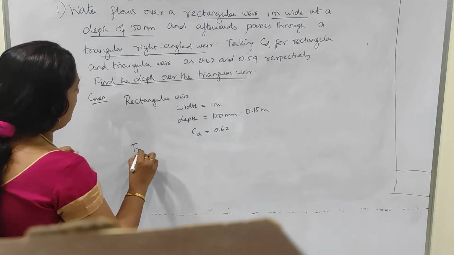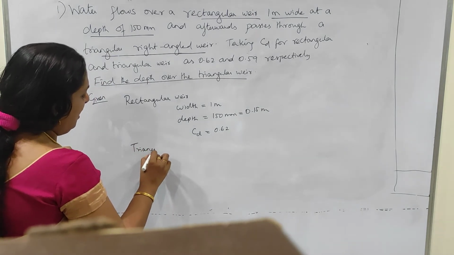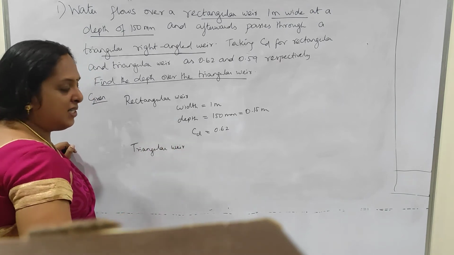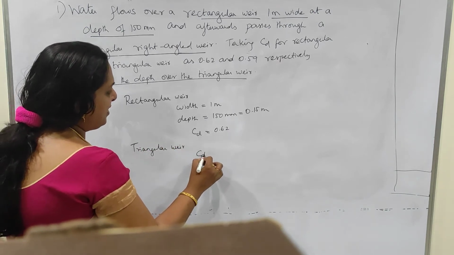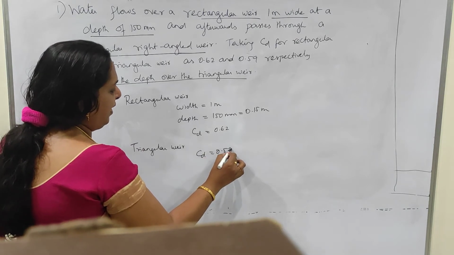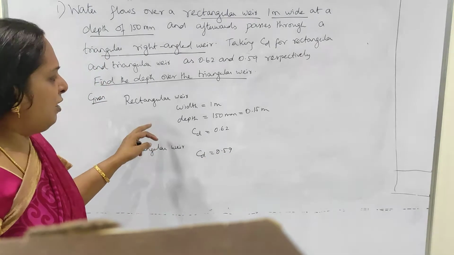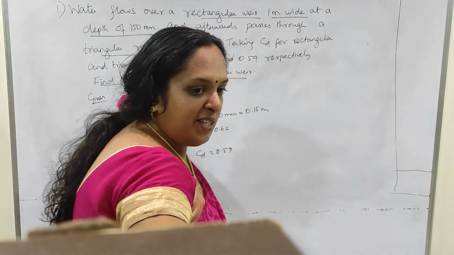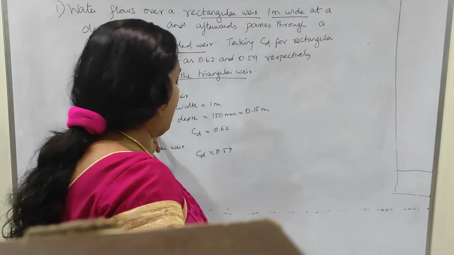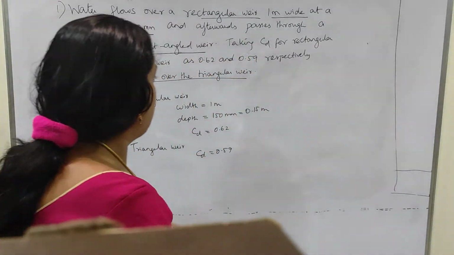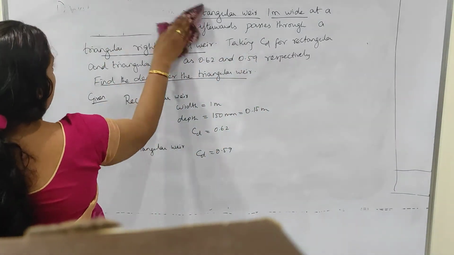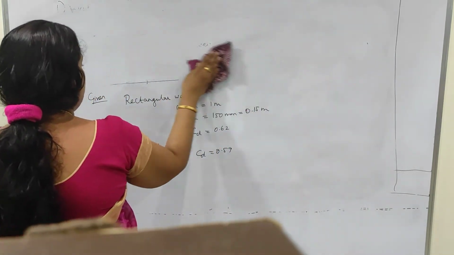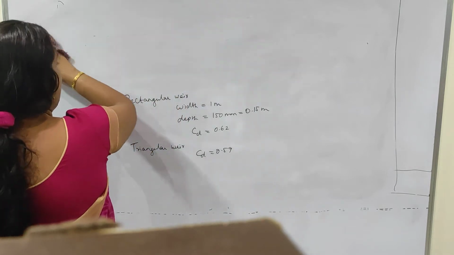In the case of my triangular weir, the same flow that passed in the rectangular weir is going to pass in the triangular weir, and the CD value given here is 0.59. So the first thing we have to do is find the value of the discharge in the case of the rectangular notch or rectangular weir. As I said, both are the same; the expressions for rectangular notch and rectangular weir are the same, and we have already derived that equation.